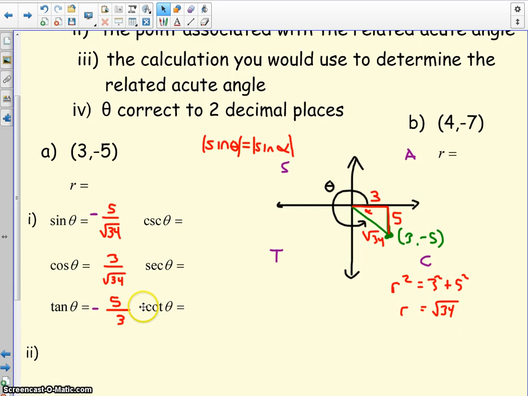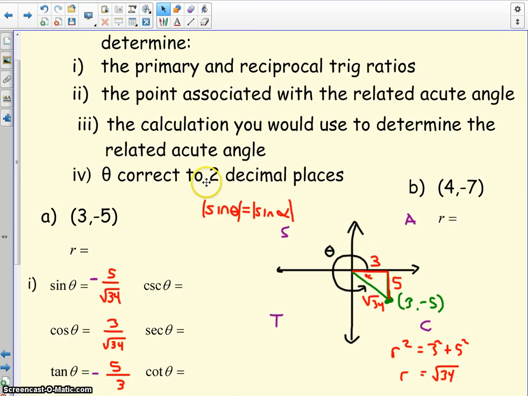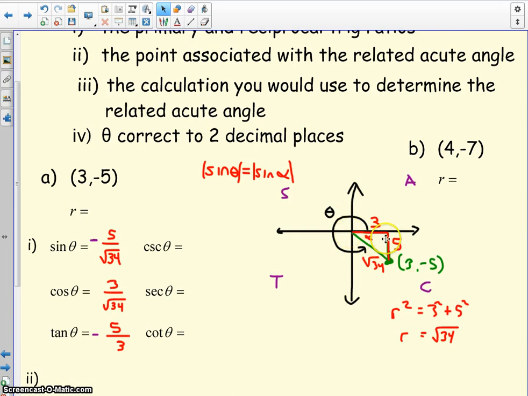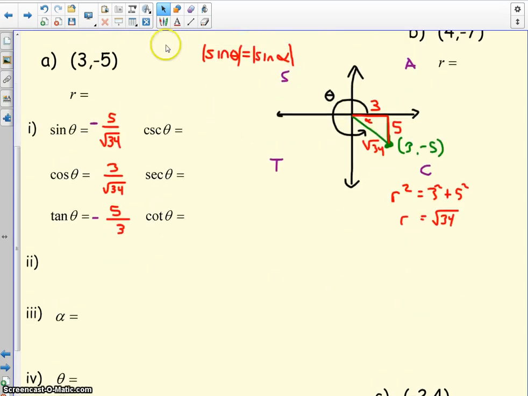Okay, so let's move on. Now, let's say I wanted to strictly look at the related acute angle. So it's in this quadrant right here. Let's say I want to draw that in quadrant 1. Let's create a new graph here. The first one's getting kind of cluttered.